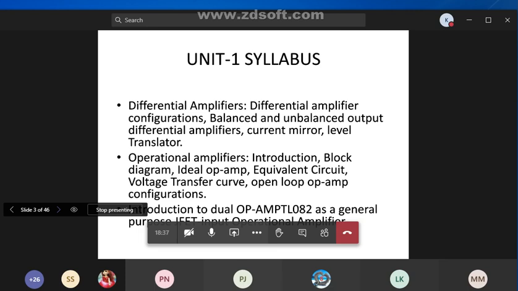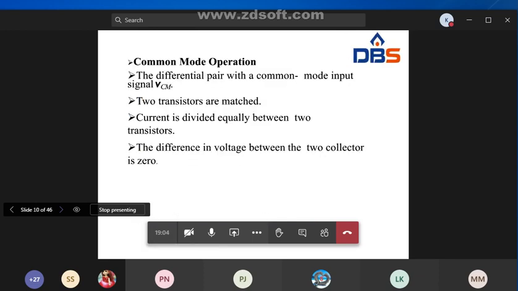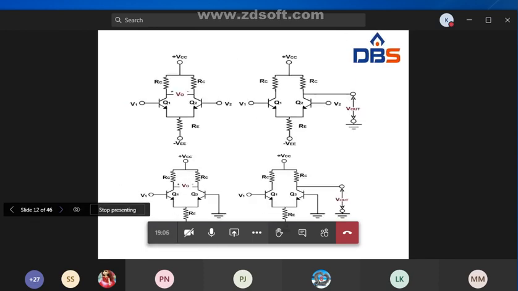Today we will see the open loop op amp configurations, and the op amp TL082. That is the general purpose JFET op amp, and the characteristics of op amp. So we will see about the characteristics of op amp.